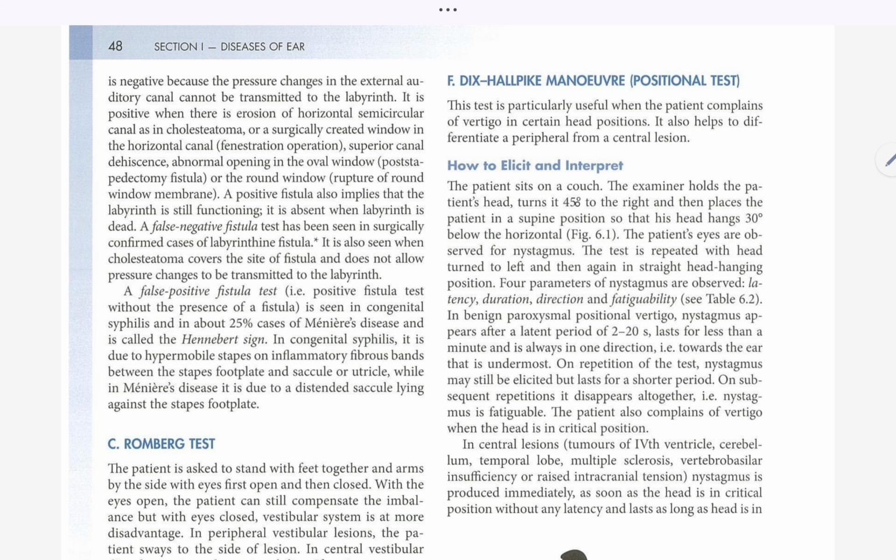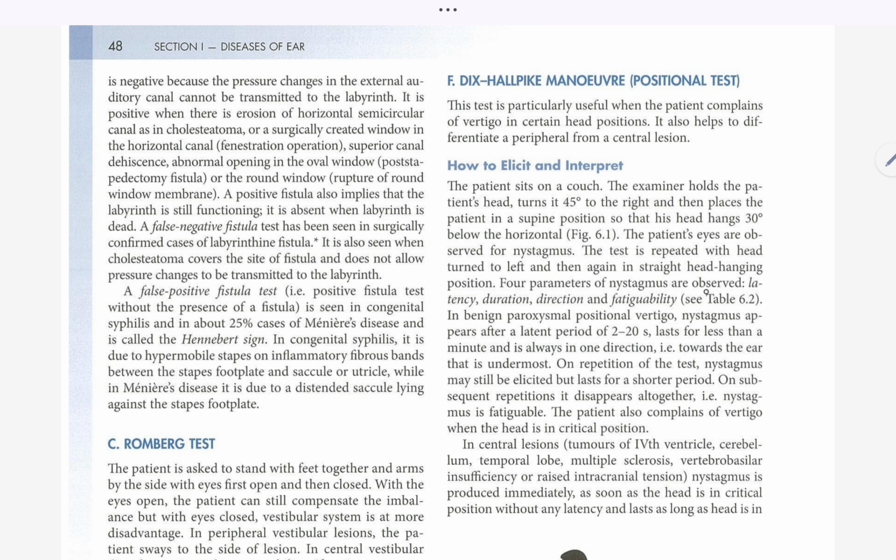The patient sits on a couch. The examiner holds the patient's head, turns it 45 degrees to the right, and then places the patient in a supine position so that his head hangs 30 degrees below the horizontal. The patient's eyes are observed for nystagmus. The test is repeated with the head turned towards left and then again in straight head hanging position.